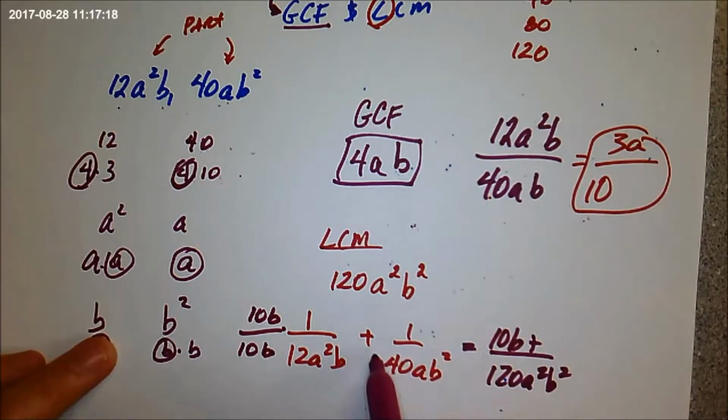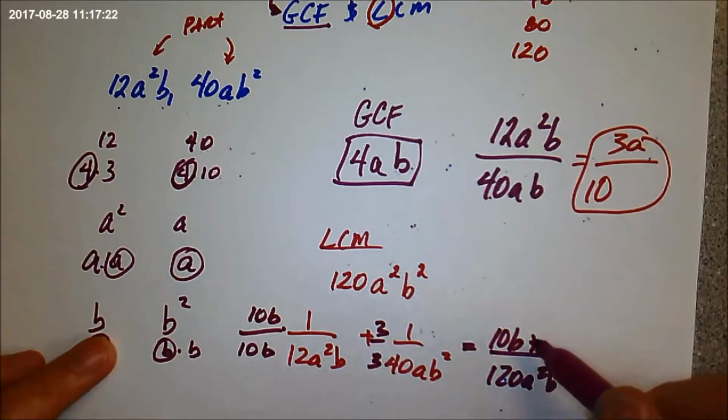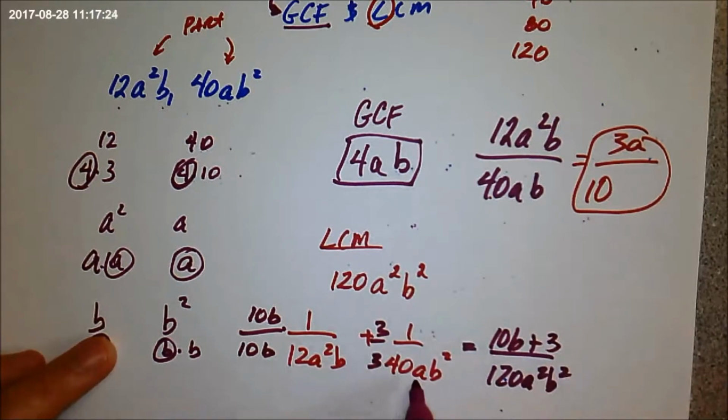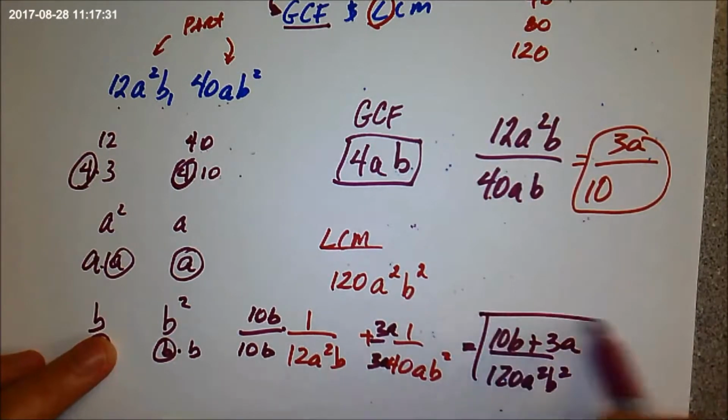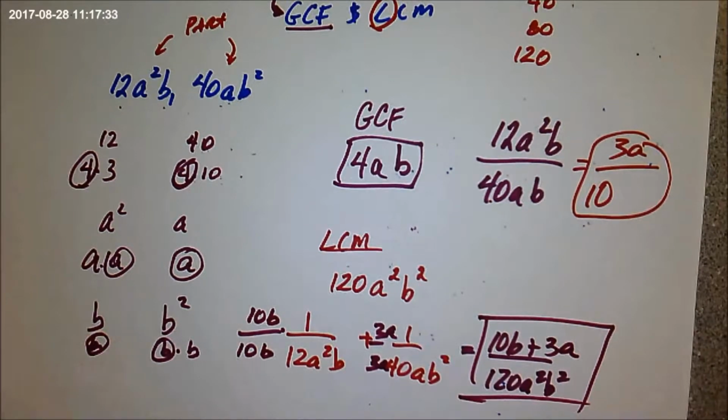Now 40 becomes 120 if I multiply it by 3. So I'm going to multiply by 3 over 3, and that gives me a 3 here. But now the a is not a squared. I need to make that an a squared, so I'm going to multiply by a. I get 3a, and there's your answer.